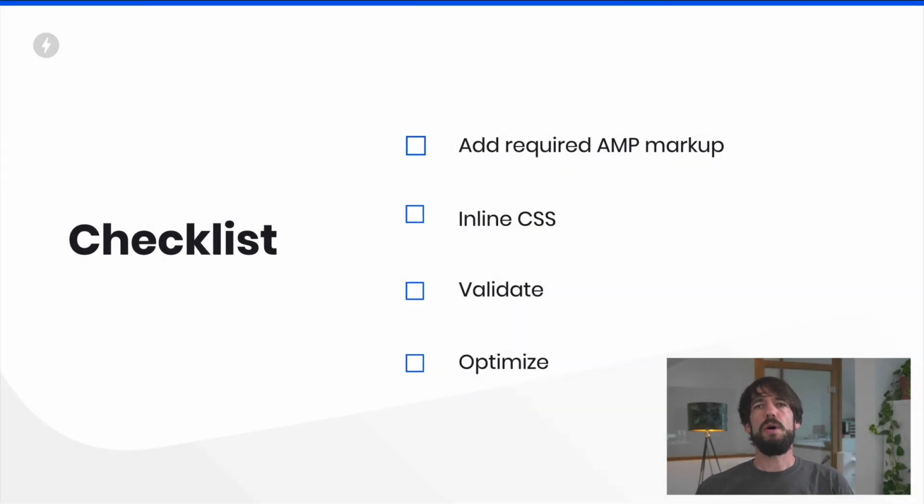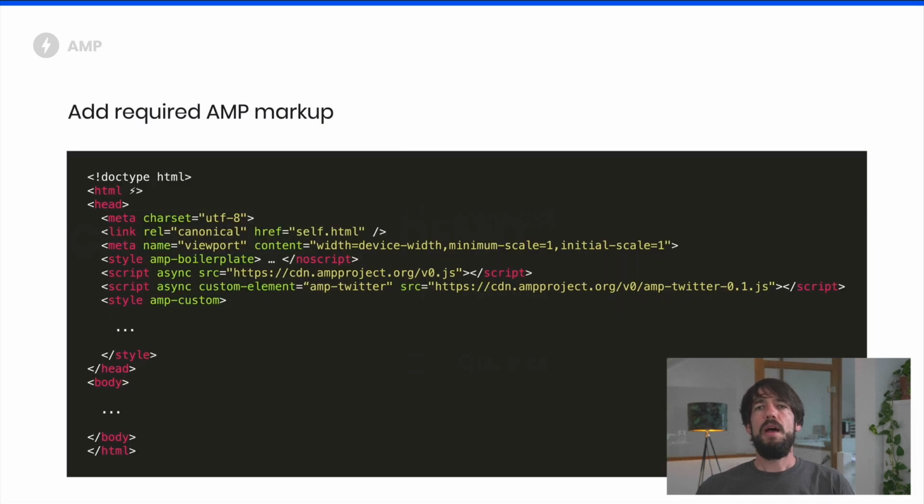Now, let's take a look at what it takes to build such a great AMP integration. I've created a simple checklist with the four most important things to do. Let's start with the first item on the list, adding required AMP markup. As you probably know, AMP requires specific markup for a document to be considered valid AMP. For example, the lightning bolt in the HTML tag, or the AMP boilerplate code. Also, the AMP runtime script needs to be imported, as well as any AMP component script that's being used. As a developer, ideally, you shouldn't have to bother with it.